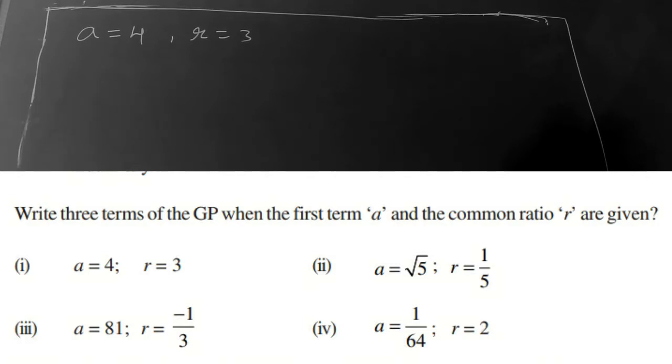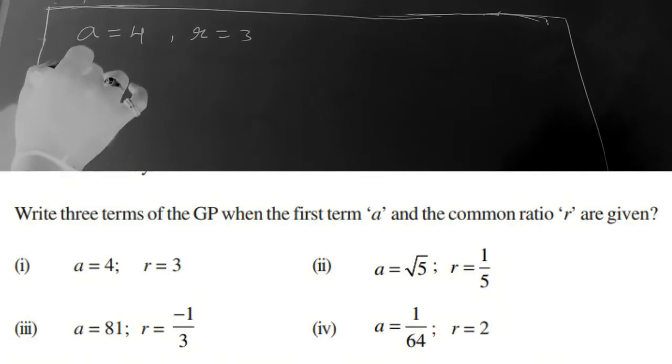Till now we have studied about arithmetic progression, the AP series. In AP the difference between the terms will be the same. Here the common ratio will be the same. So write the three terms of GP.